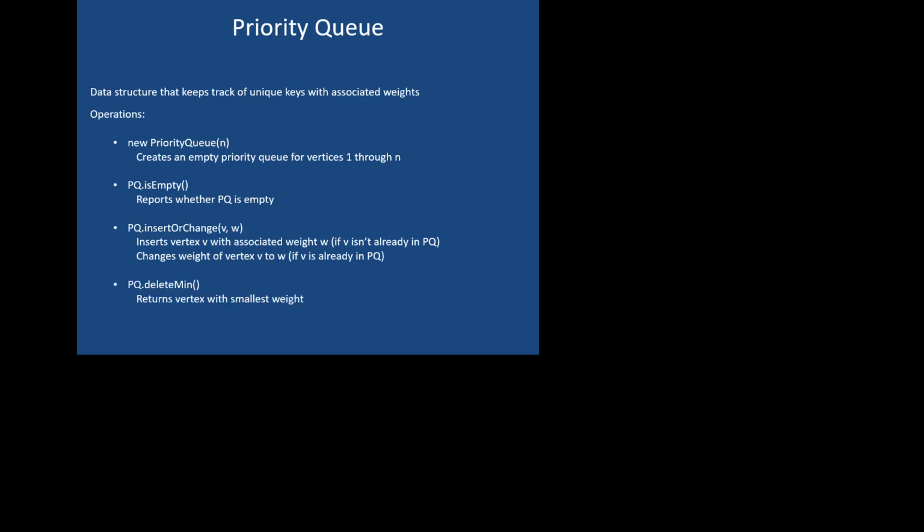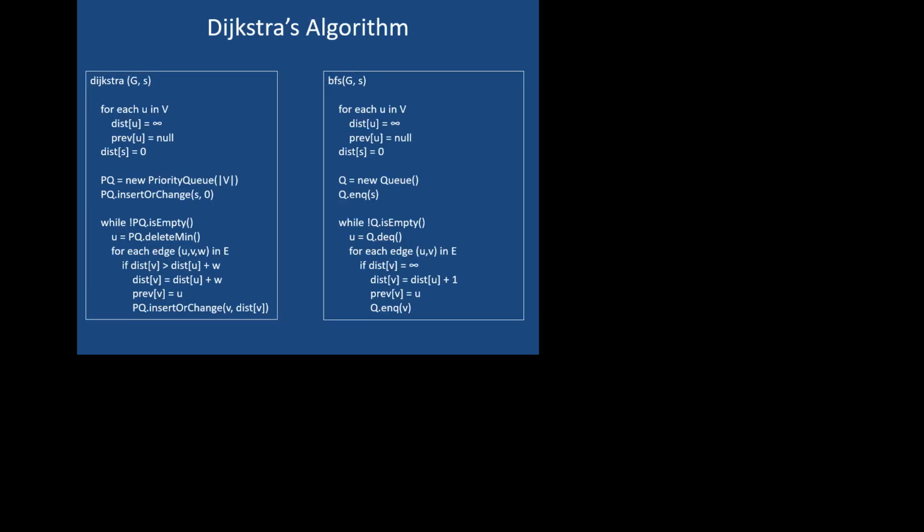And then we've got to be able to remove and return the vertex with the smallest weight. So those are our priority queue operations. And subject to those assumptions, to the setup, this is Dijkstra's algorithm. So we're going to stare at it for a minute, and then we'll look at an animation of how it works. But for right now, I've got it side by side with breadth first search, because I want you to see how similar they are.